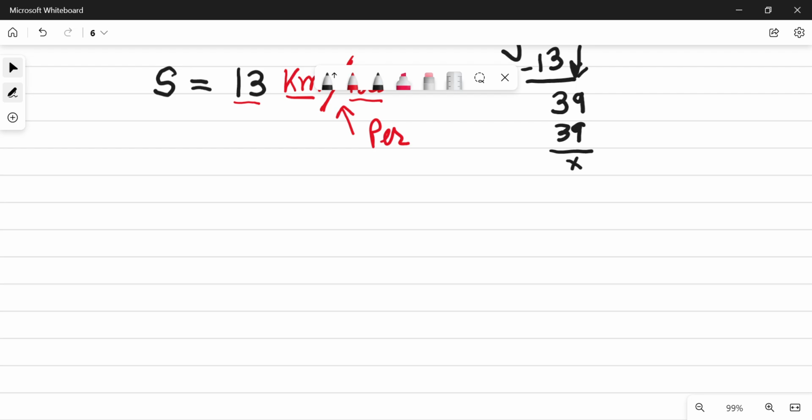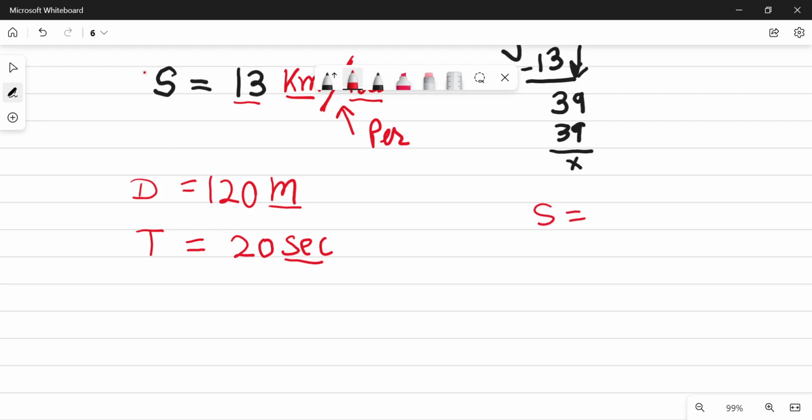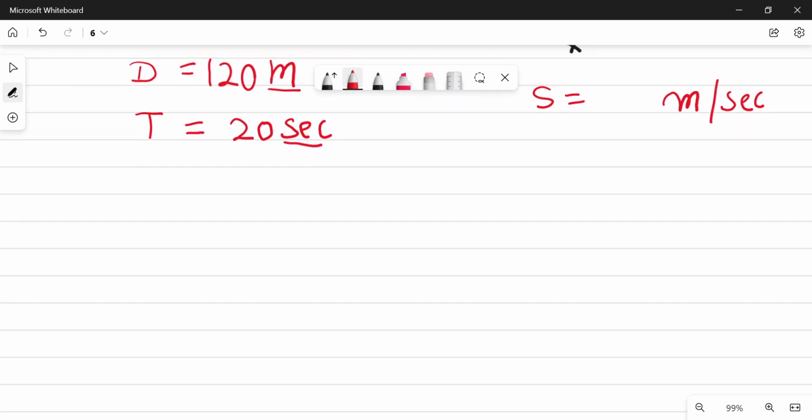We will find the time. So let's take one more example. Suppose distance is given, and distance is equal to 120 meter, and time is given, time is equal to 20 second. As you can see, we have meter and second. This means our speed should be in meter per second. So let's move and find the formula first.